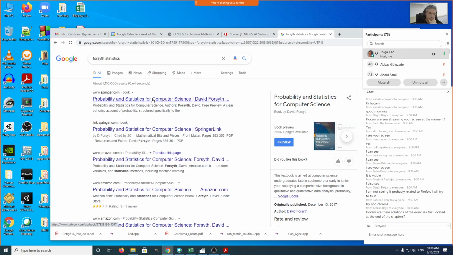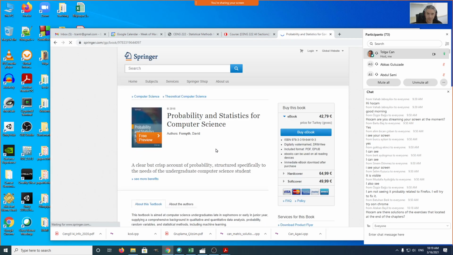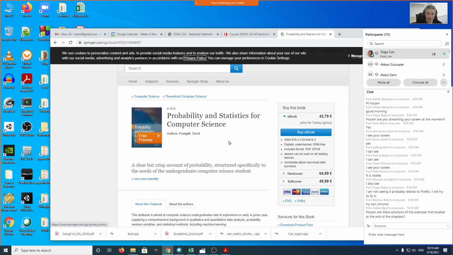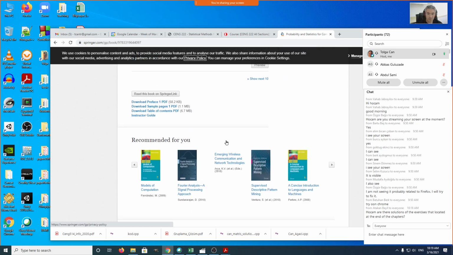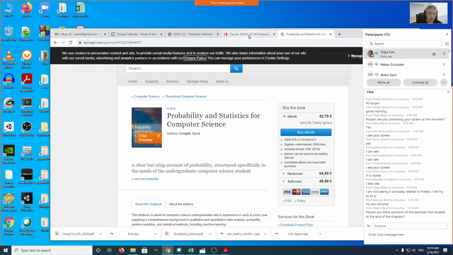the solutions of the exercises located at the end of the chapters are not available. I don't have them, but you may find them on the web if you search for it, or you can discuss the solutions among your friends. As far as I know, there are no solutions for the end of chapter exercises. So this is another book that you can use as a reference, Probability and Statistics for Computer Science by David Forsyth. It's another textbook that is related to this course.